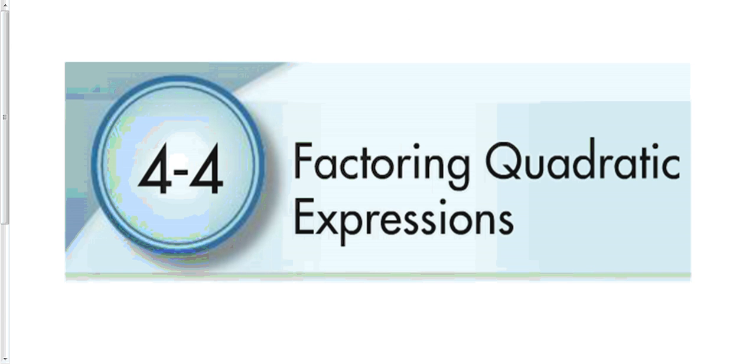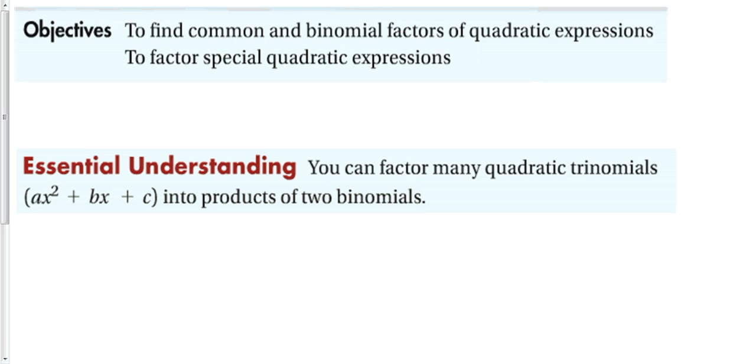4-4, factoring quadratic expressions. So in this section, our objective is to find common and binomial factors of quadratic expressions and to factor special quadratic expressions. And what you need to know is that we can factor many quadratic trinomials like ax squared plus bx plus c into the product of two separate binomials. Okay? And that's what factoring is. We're going to split my standard form quadratic into two separate terms, two separate binomials.